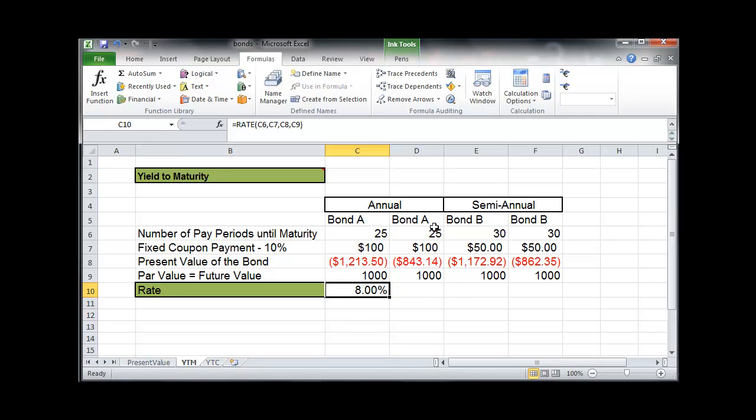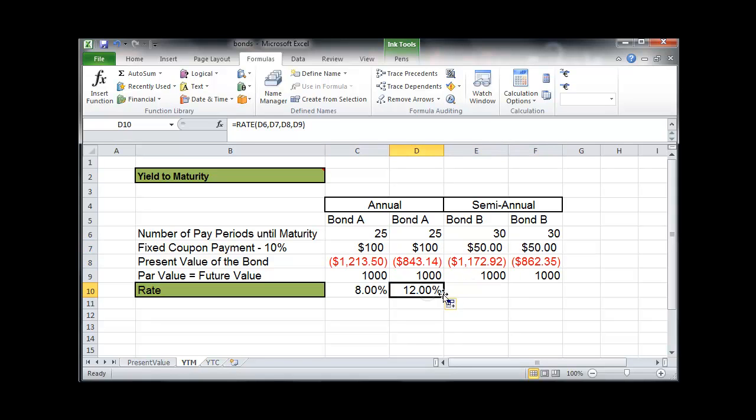And if I grab the fill handle, I should get 25 for this one. There it goes. And I do. Now, before I go to the semi-annual, it's a little bit tricky with semi-annual bonds. The same data, but you take a look. Since I have 30 payments, that means it's a 15-year bond, or 15 years left, and $50 is half of the $100. And here's the same price.